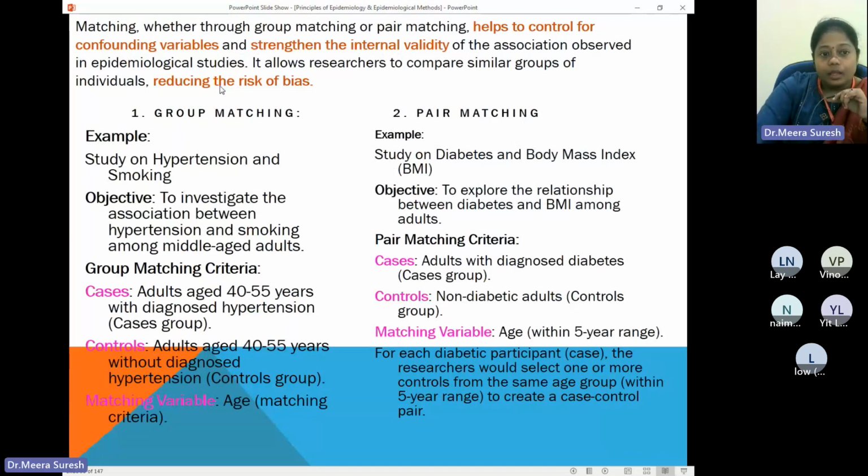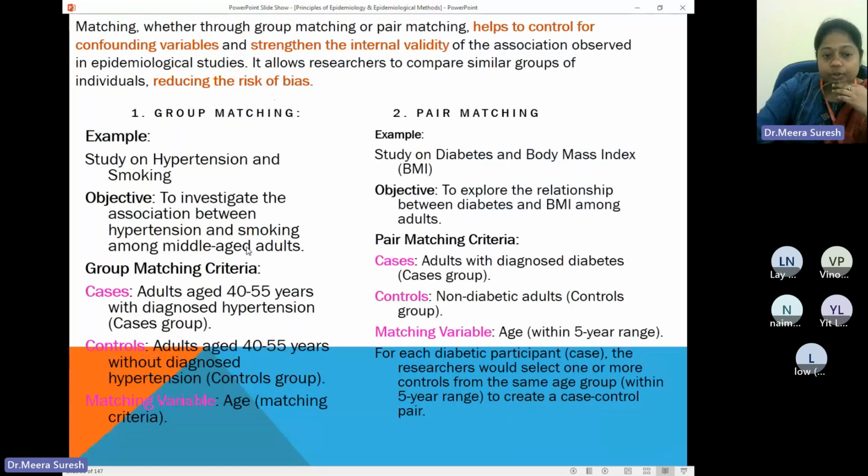So group matching or pair matching helps to control for confounding variables. What is a confounding variable? It will come up in future slides. It also increases the internal validity. As I told you, the genuineness or the correctness of the study will be increased if you do this matching. And this will also reduce the risk of bias, especially the selection bias.